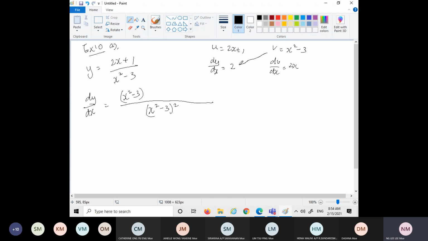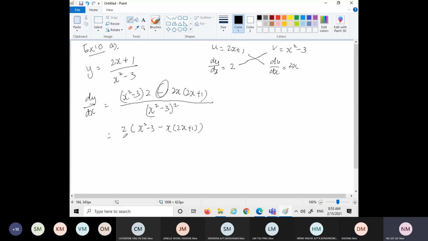Cross it: times 2, minus this and this, so 2x plus 1. Remember, this is minus, not plus, unlike just now where the product rule is plus. Now it's minus. Is there any common factor here? No. But I can see the 2 and the 2, so I can take out 2. So minus 3, minus x times (2x plus 1).